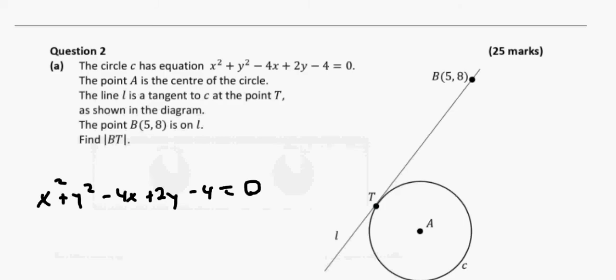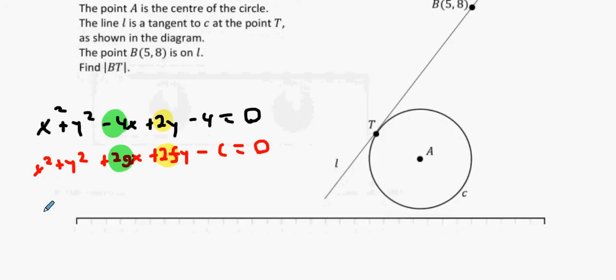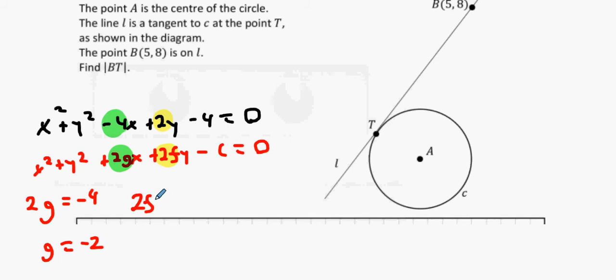So I'm going to get x squared plus y squared plus 2gx plus 2fy plus c equals 0. And what we can say here is that 2g equals minus 4, and 2f equals 2. So 2g equals minus 4, g equals minus 2. Then 2f equals 2, and f equals 1.